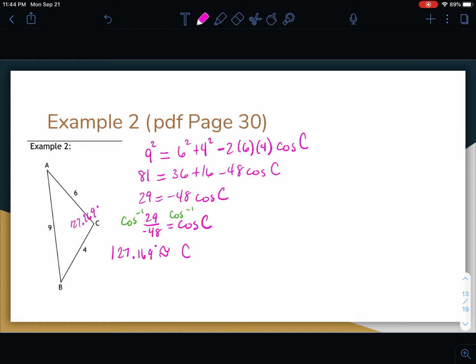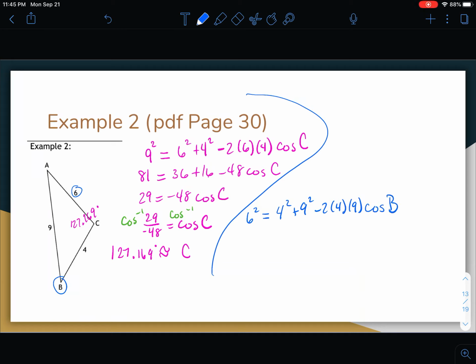Okay, from here, let's think about what we want to do. We're going to have to actually do another law of cosines to find one more angle. After that, we can just use the sum of 180 and just take away the 2 angles we know. So we'll do this one more time. Let's go ahead and find angle B. So for angle B, we know that this is the side across. So we'll start with 6 squared equals the other 2 sides. So we'll have 4 squared plus 9 squared minus 2 times 4 times 9. Notice that pattern that keeps happening. Cosine of that angle B.